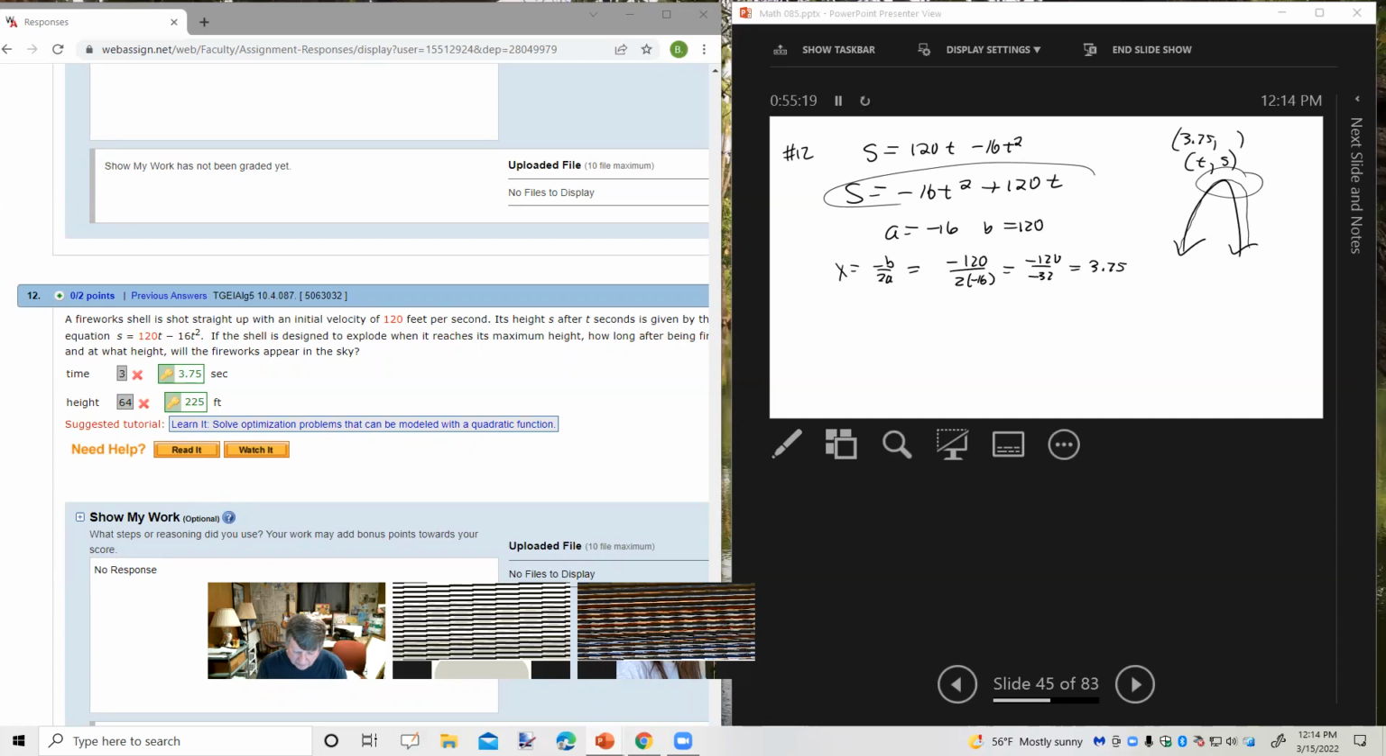Yep. Then it says, at what height will the fireworks appear in the sky? So we need the s value. So basically we need to put in 3.75 for t. And when we do that, we get 225 feet by doing the calculation there.